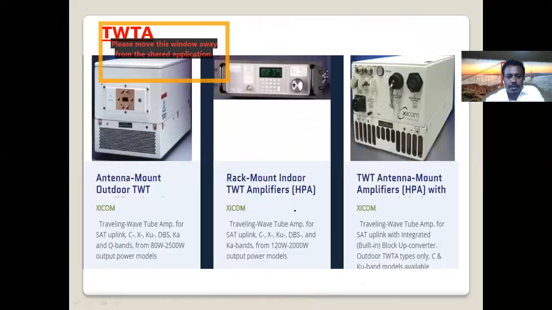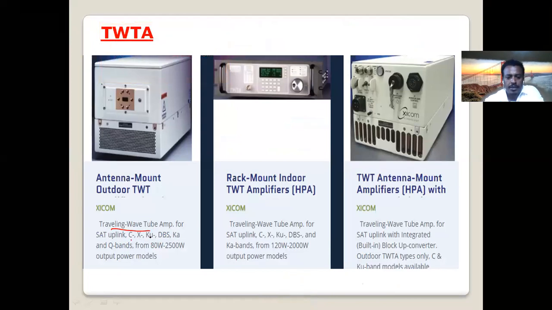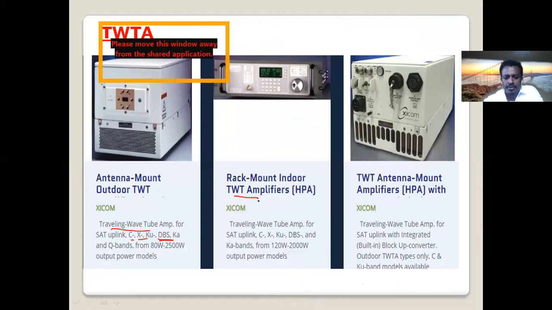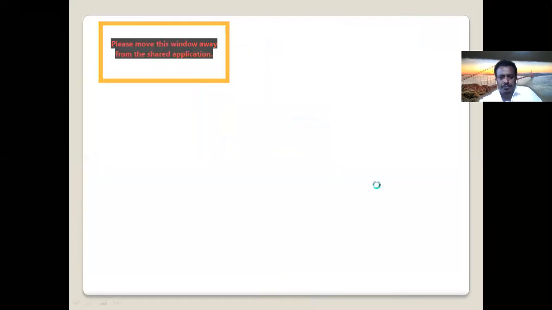So as you can see, different types of traveling wave tube. This one is TWT, traveling wave tube amplifier, for C-band, X-band, and Q-band, which is used for direct broadcast satellites. Okay, this is another type of TWT amplifier, which is also used in these bands, and this is another TWT amplifier. They are very different types. Very important device in today's telecommunication systems.